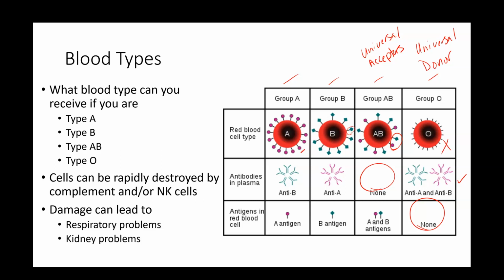At the very least, they're going to be destroyed by the complement and the natural killer cells, and basically that blood transfusion didn't do very much good. That's the best that can happen, really. At the worst, you can have extensive damage. Basically, all of the damaged cells start to build up in your blood vessels. They can lead to kidney damage, and in extreme cases, the patient can actually die from receiving an incorrect blood transfusion.